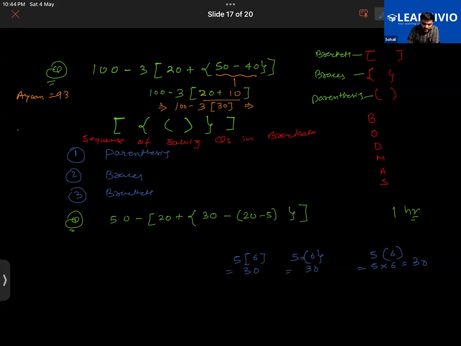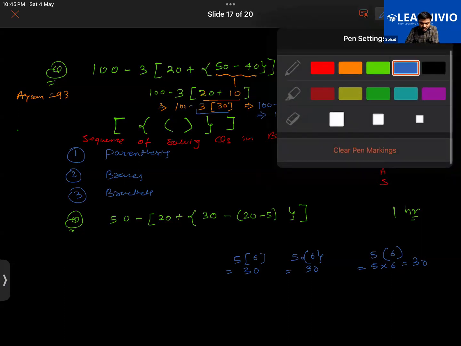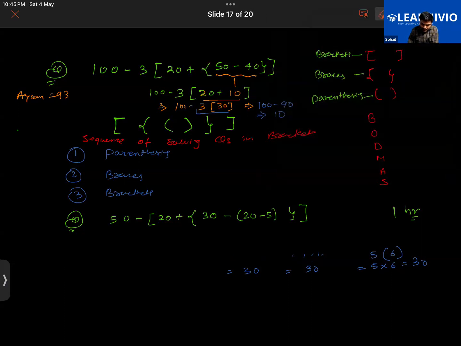So this becomes 3 multiplied by 30, that is 100 minus 90, isn't it? Thereby the answer should be 10. Both of you got this or not? Okay. I believe you guys can solve the next question.